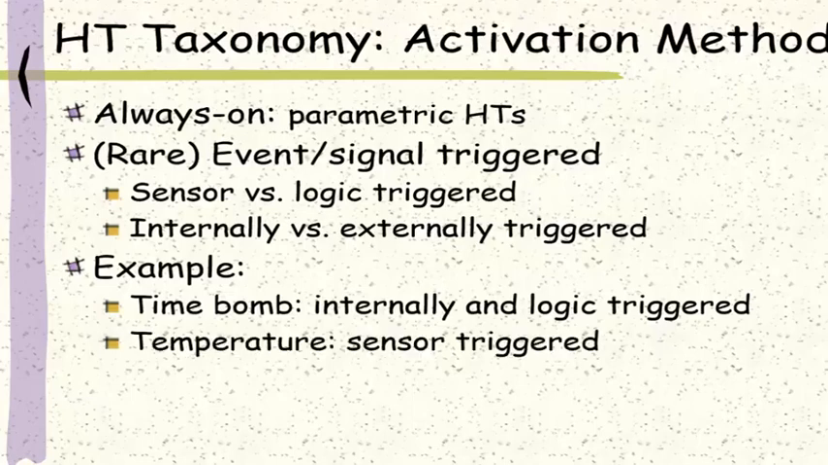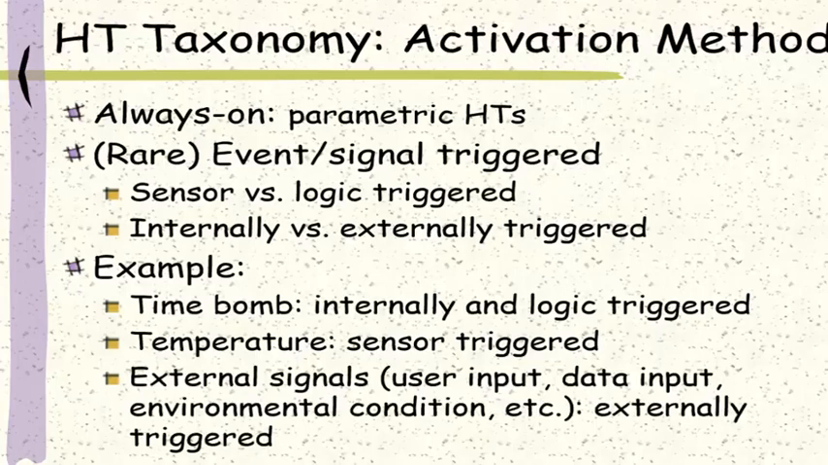A temperature or other physical condition-based hardware Trojan can be activated when such physical conditions are met. For example, when the on-chip temperature reaches a certain degree, or when the supply voltage becomes lower than a given value, or when the outside humidity reaches certain levels. These kinds of hardware Trojans are triggered by sensors and can be either internally or externally triggered, depending on where the sensors are.